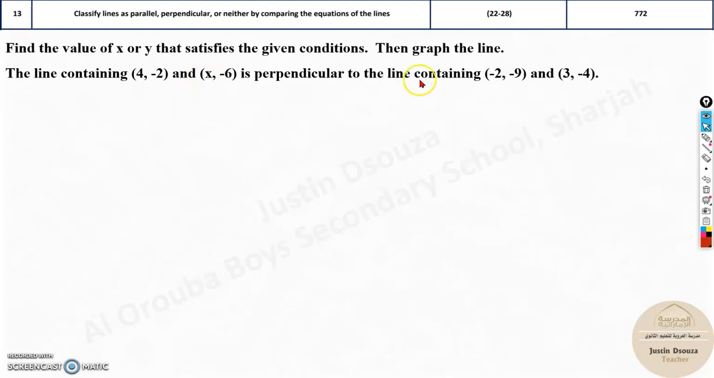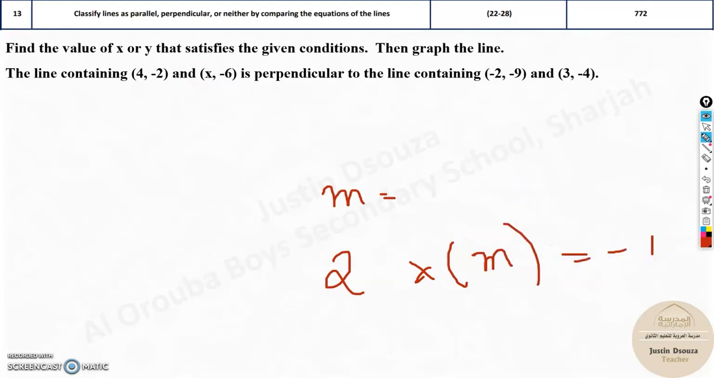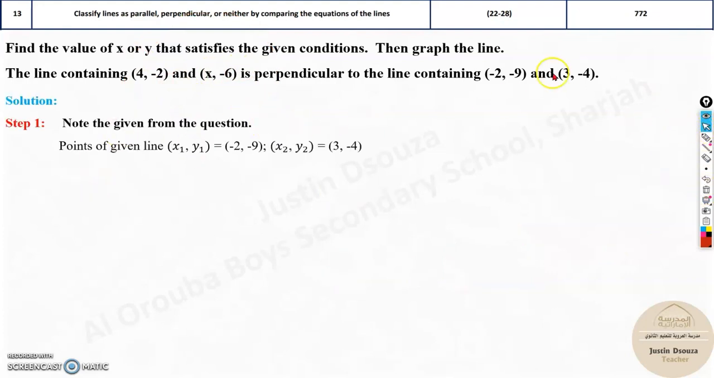Now, the easiest way is to find the slope for the given line. This is the given line, right? Find the slope, m. Once you find m, then you know this slope, say imagine it's 2. When you multiply it by the unknown value, it must be equal to minus 1. So we can find the slope for this line and then we can easily find x. Let us see this now. All you need to do is note what is given.